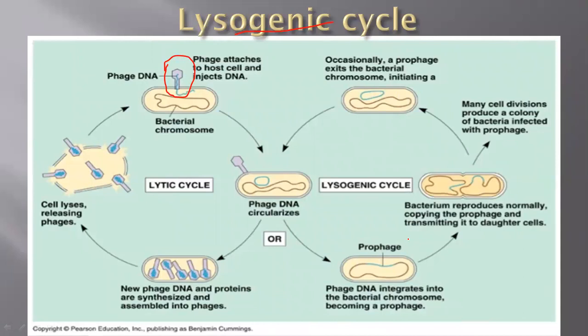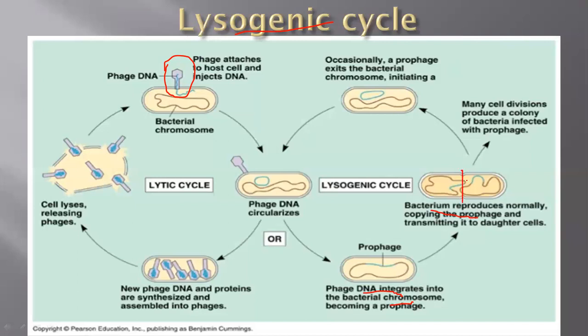So what happened here, the genome of the virus penetrates and becomes part of the DNA of the bacteria, so it becomes a prophage. This DNA integrates into the bacterial chromosome, becomes a prophage, and when the bacterial genome gets replicated, this viral genome, or prophage, is also transmitted into the daughter cells.